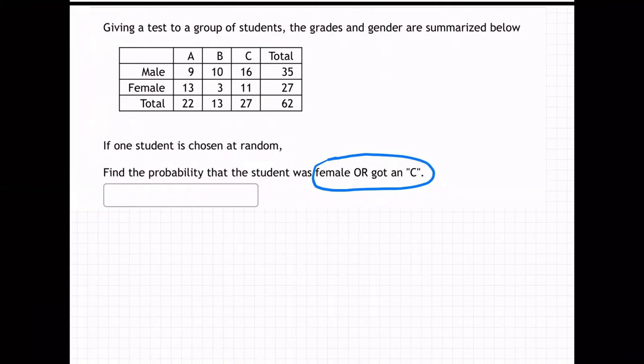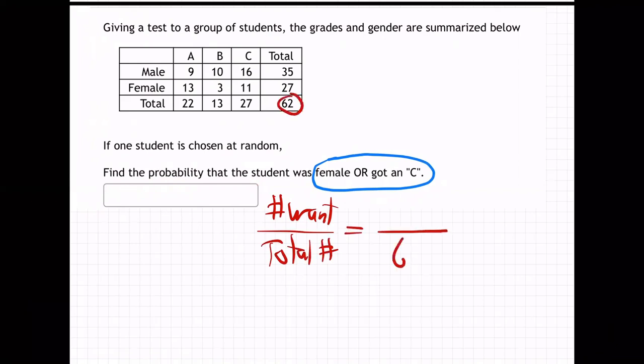So we know probability is always the number we want over the total number. So the denominator's pretty good. That's just pretty obvious. That's just the 62, right? There's just 62 total people. The whole class contains 62 people. So out of that class of 62 people, if we grab one student at random, what's the chance it's going to be a female or somebody who got a C?